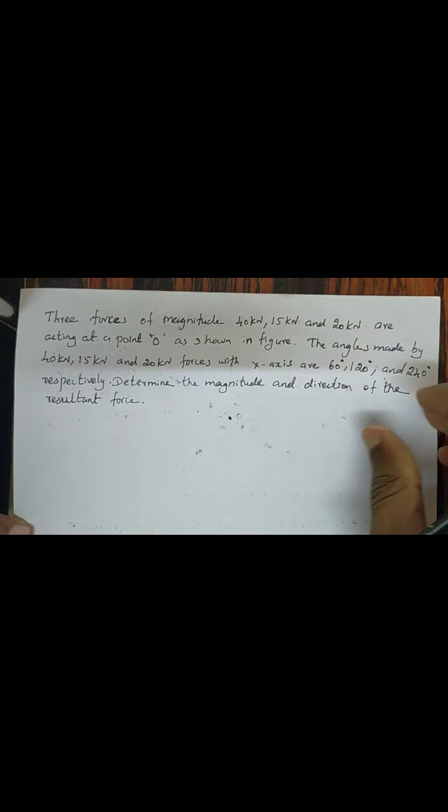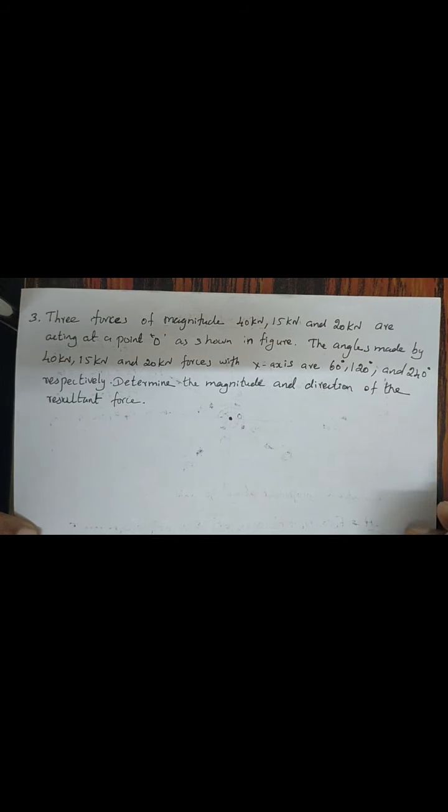Next we are going to work out a problem. This is the third problem of this unit. Three forces of magnitude 40 kilonewton, 15 kilonewton and 20 kilonewton are acting at a point O as shown in the figure. The angles made by the 40, 15 and 20 kilonewton forces with the x-axis are 60 degree, 120 degree and 240 degree respectively. Determine the magnitude and direction of the resultant force.